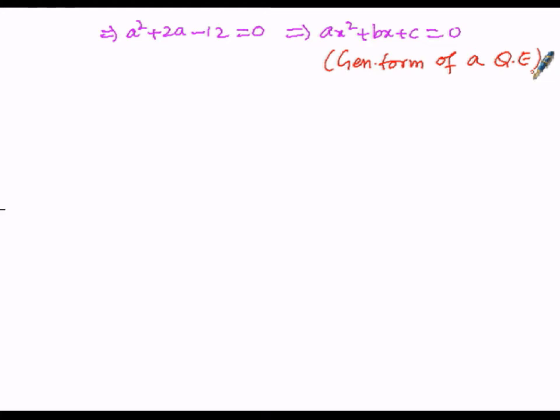So, here we can find out the value of a either by means of the factorization method or by the second one, that is by using the formula. Here let us find out the value of a by means of the factorization method, that is the first method of solving a quadratic equation. So, here that implies a square plus 2a, and the last term is 12.